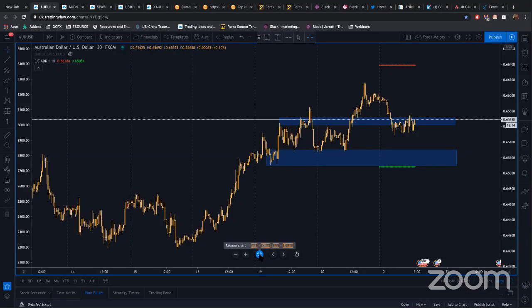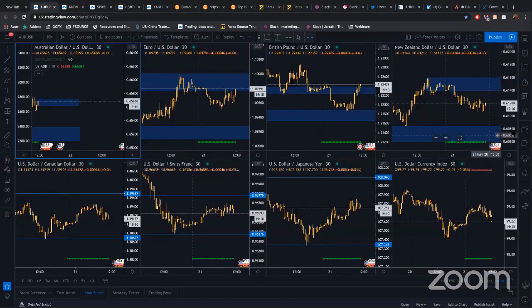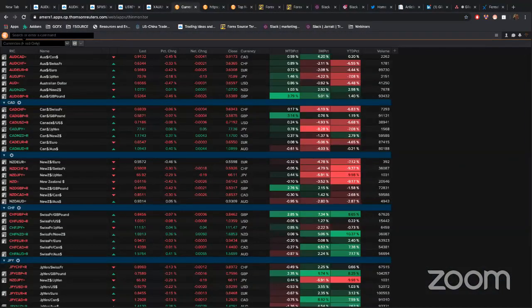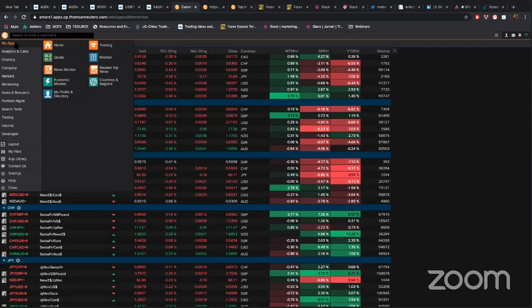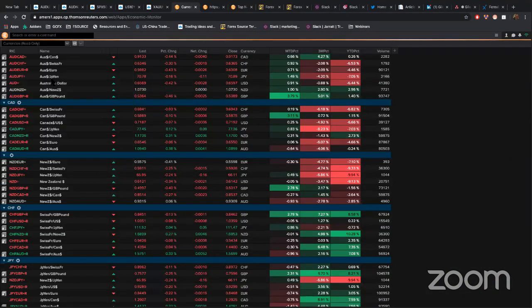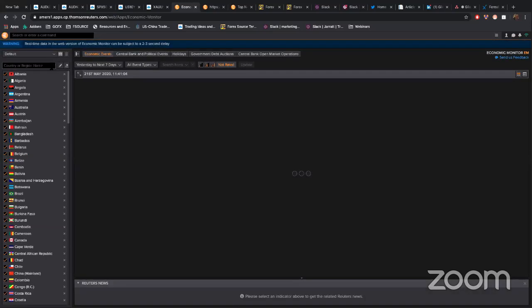Okay, so let's now look at risk events coming up. There is one risk event that's standing out. I'm just going to go back to the economic monitor and we'll have a look at the US initial jobless claims.